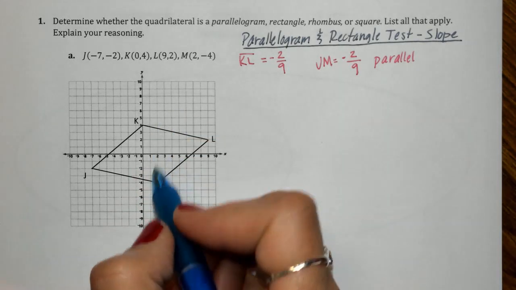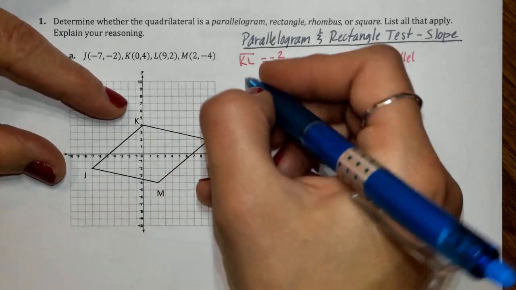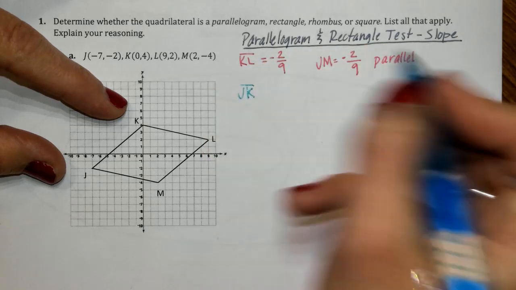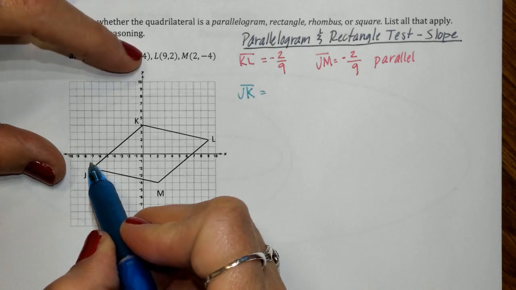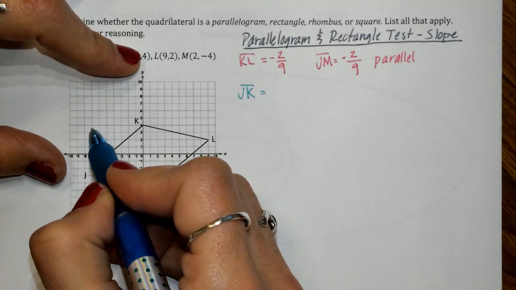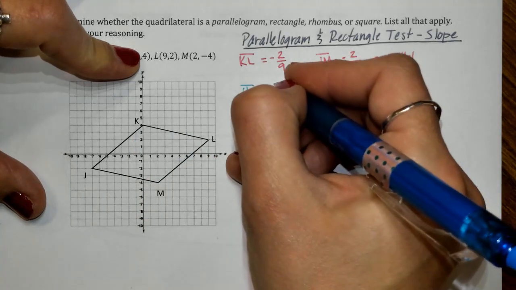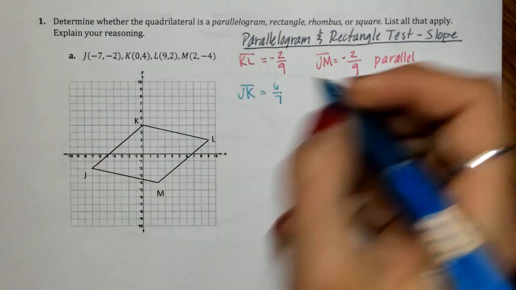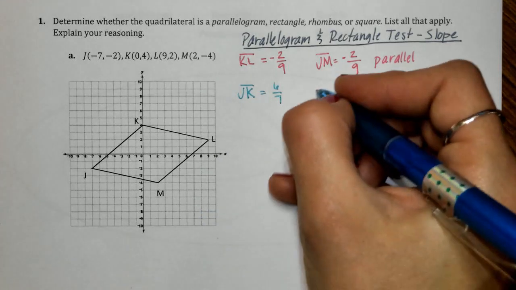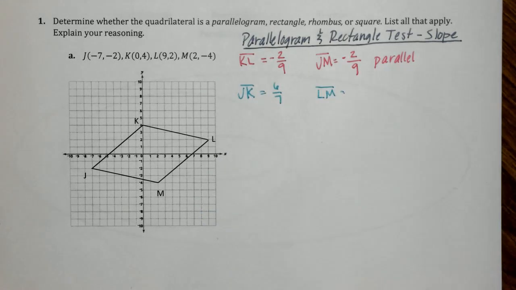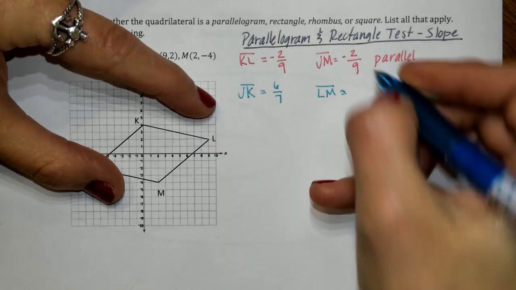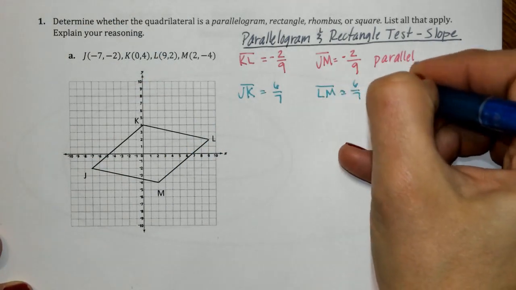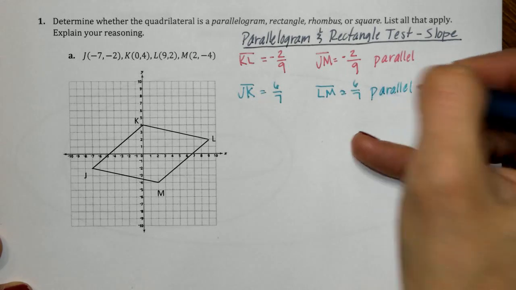So then let's look at the other sides over here, JK. Make sure these are parallel as well. With JK, we're going to find ourselves rising up 6 and then running 7. It is a positive 6 over 7. Then with opposite side over here, LM, from L to M, we're going to find ourselves rising 6 and running 7 as well. So these are going to be parallel as well.